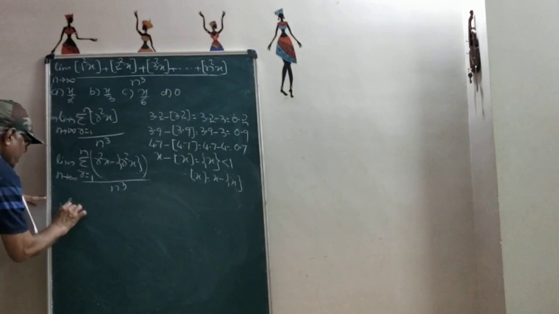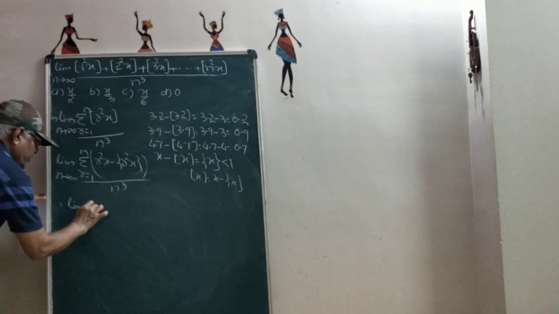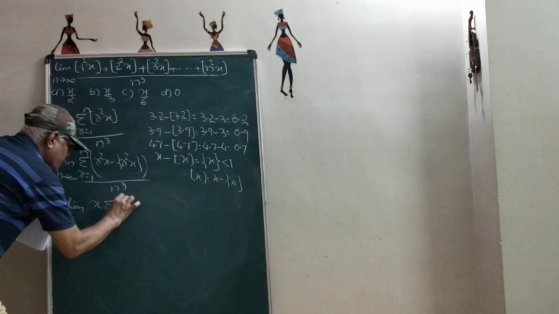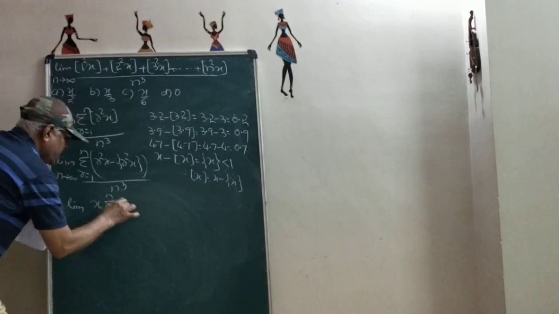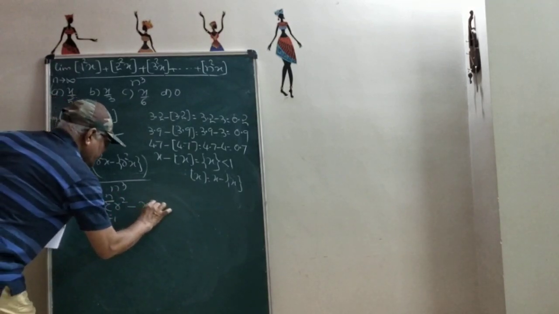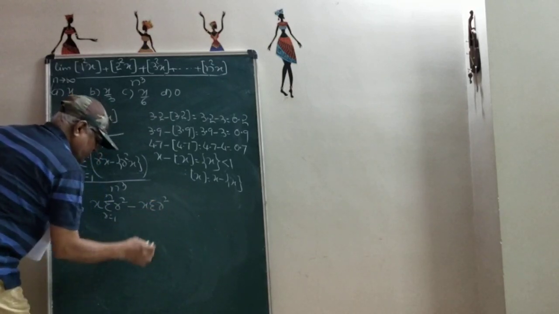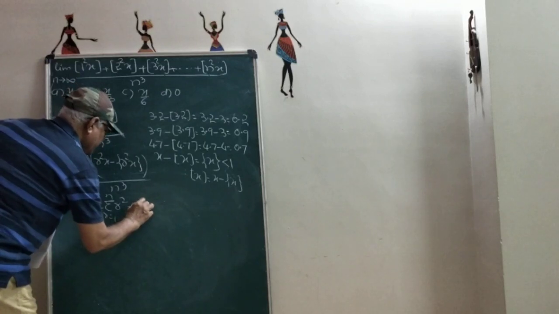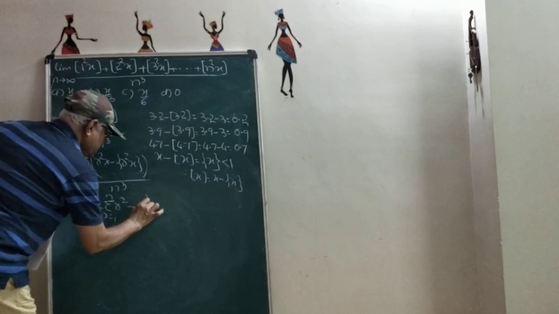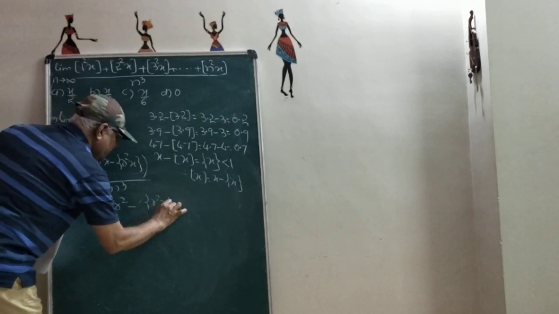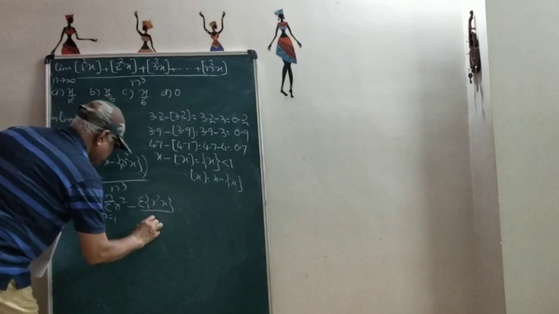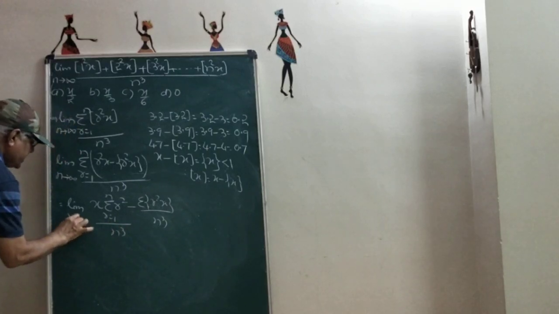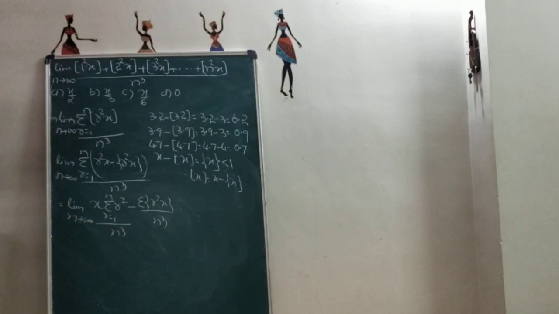That's equal to limit of. Now in the first one, x is constant. Then sigma r square, r from 1 to n, minus x into sigma r square. That means you cannot take out this one. This is a number, that is x, fractional part of r square into x, divided by n cube, and here also divided by n cube as n tends to infinity.